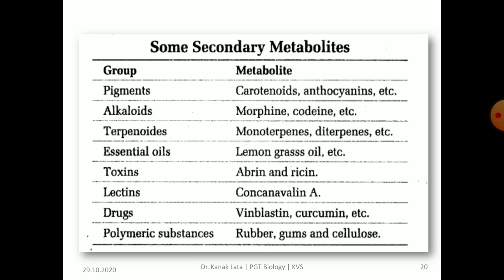First is pigment. The metabolites are carotenoid and anthocyanin. Alkaloids, that is morphine and codeine. Terpenoids, that is monoterpenes and diterpenes. Essential oils, that is lemongrass oil. In toxins, it is abrin and ricin. Lectins, it is concanavalin A. Drugs, that is vinblastine and curcumin. Now it is polymeric substances, that is rubber, gums and cellulose. So these are some examples of secondary metabolites.